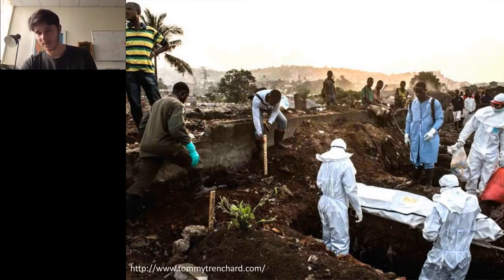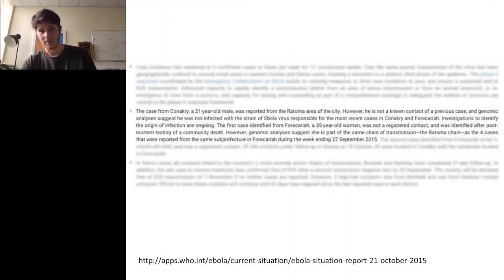This is an image of a funeral going on during the Ebola outbreak. It's an incredibly tragic outbreak, more than 10,000 deaths. But one of the main drivers of the epidemic was unsafe burials, and in this case, you can see the protective equipment is being used to safely bury this victim. But as I said, one of the main drivers of the actual epidemic was unsafe burials.